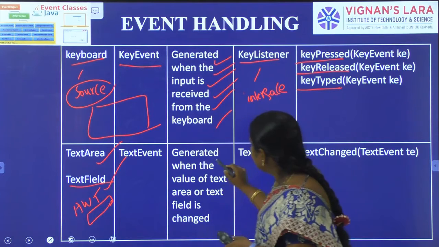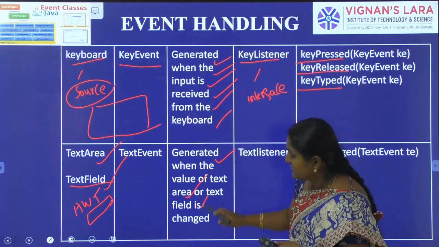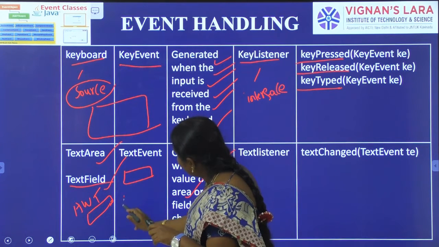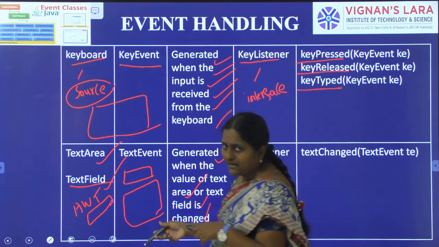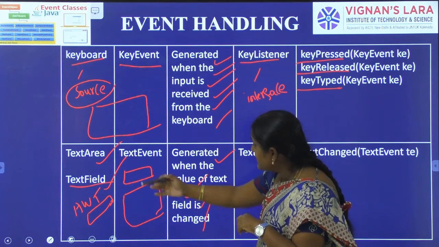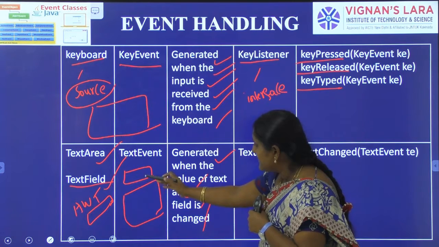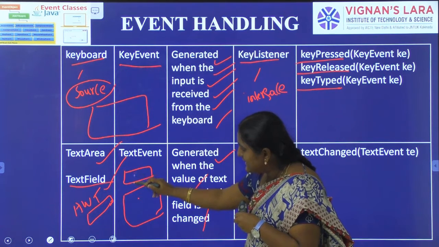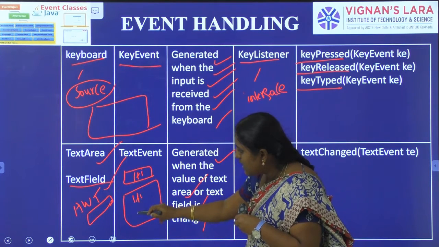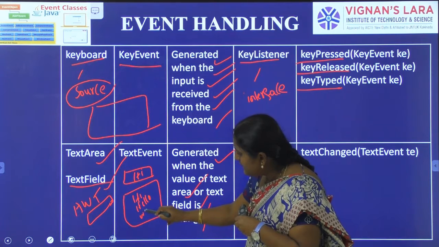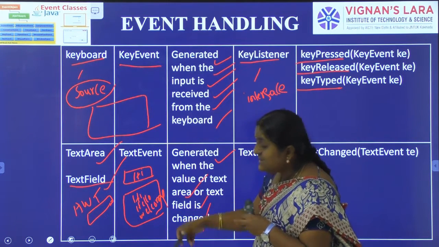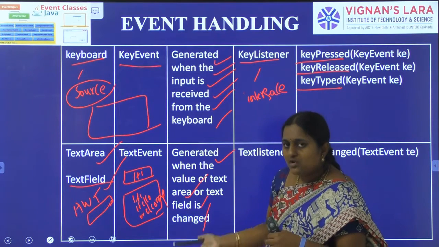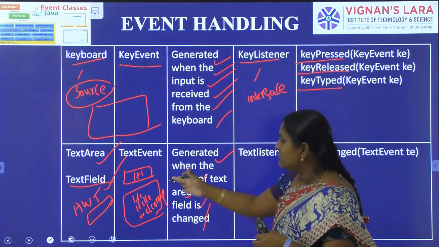The event is generated when the value of a TextArea or TextField is changed. By default the TextField and the TextArea are empty. Initially it is empty, then you can type any text, suppose hi, hello, welcome. It changes the empty TextField or TextArea to contain some text, and on that change an event is generated.